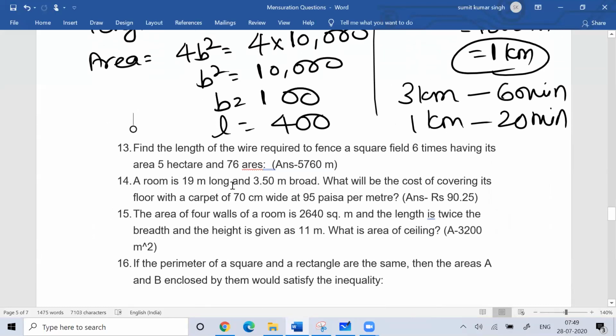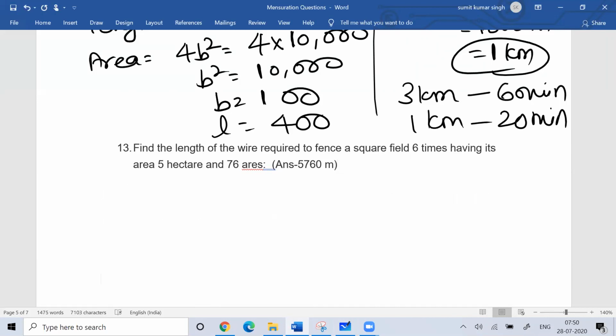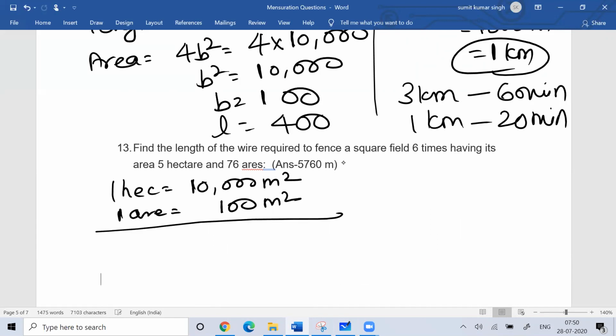Right. Then see the next question. Find the length of the wire required to fence a square field 4 times, having its area 5 hectare and 76 ares. So you know that 1 hectare is equal to 10,000 meters square, and 1 are is equal to 100 meters square. So with this, the area is given to you as 5 hectares 76 ares.